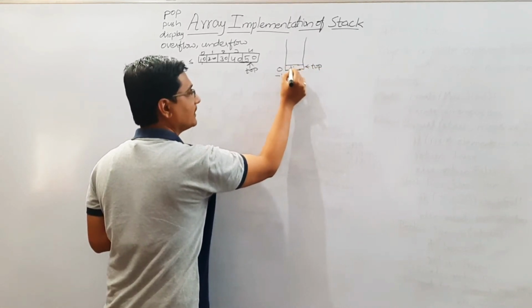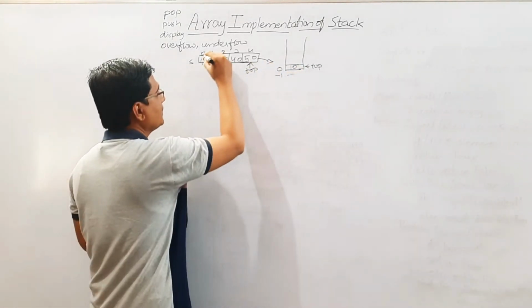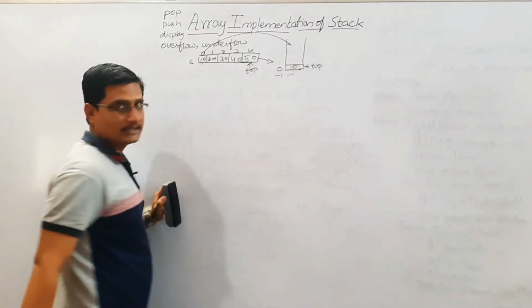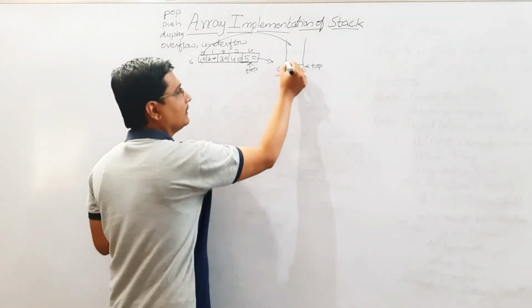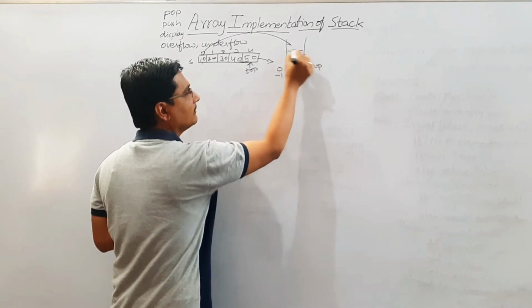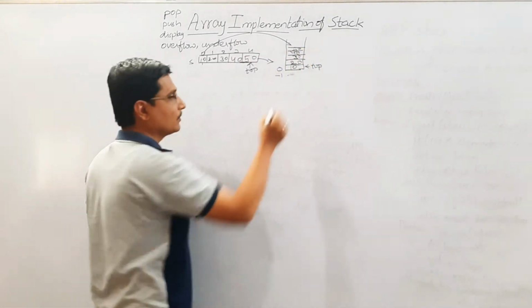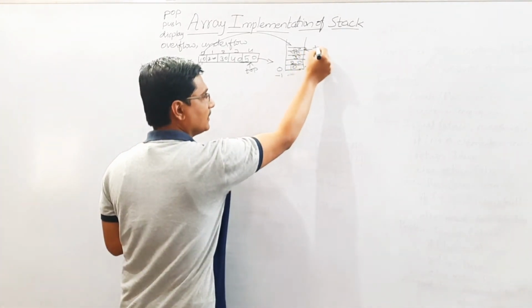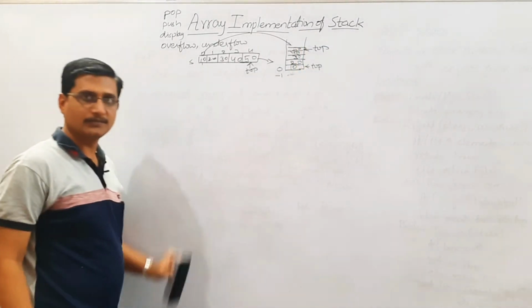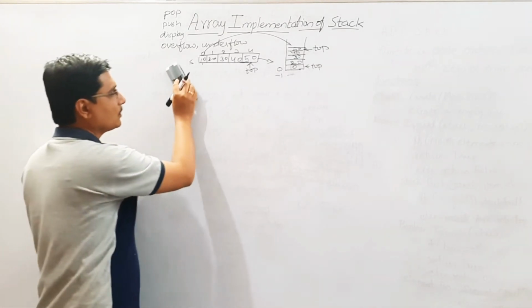When we insert 10, this is converted like this. This 10 is inserted into the stack, then 20, then 30, then 40, then 50, like this. So now top is pointing to the topmost element. This is how we can consider it. So let us try to write the code for this.